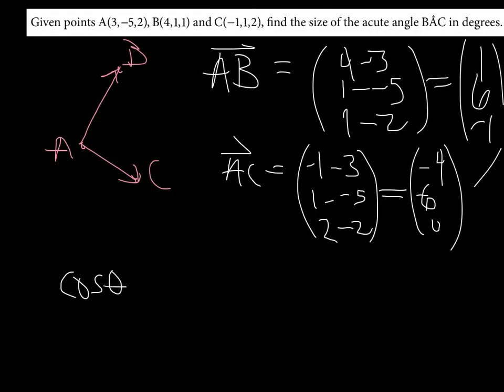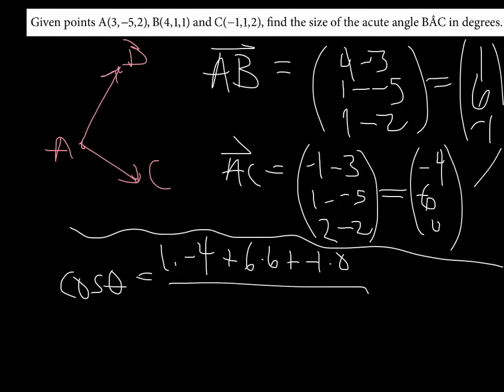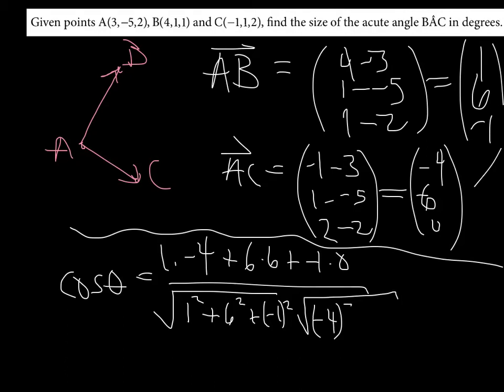So how do we find the angle? Cosine theta equals A dot B, so AB dot AC. So it's going to be 1 times negative 4 plus 6 times 6 plus negative 1 times 0. That's our numerator, divided by the magnitude of each vector. Magnitude of vector AB will be the square root of 1 squared plus 6 squared plus negative 1 squared, times the magnitude of vector AC, negative 4 squared plus 6 squared plus 0 squared.